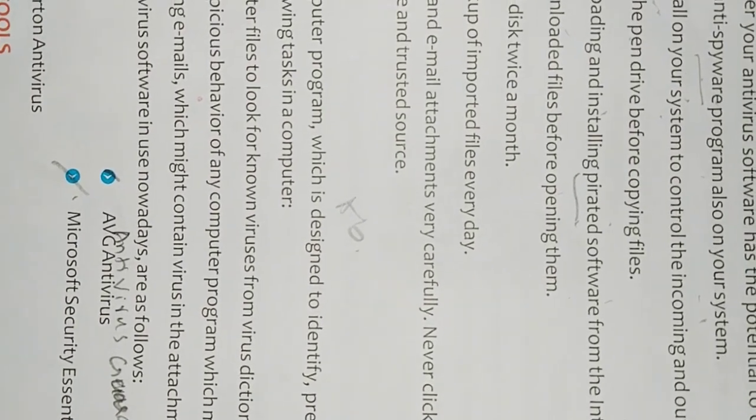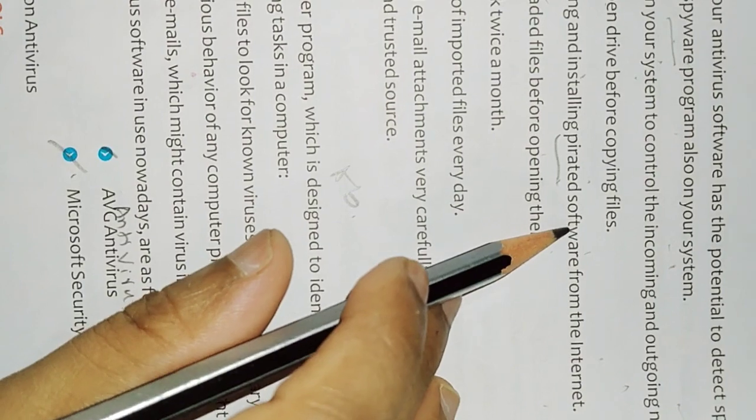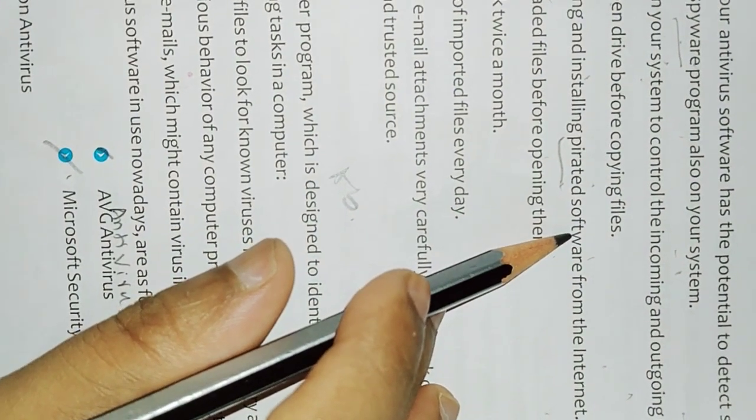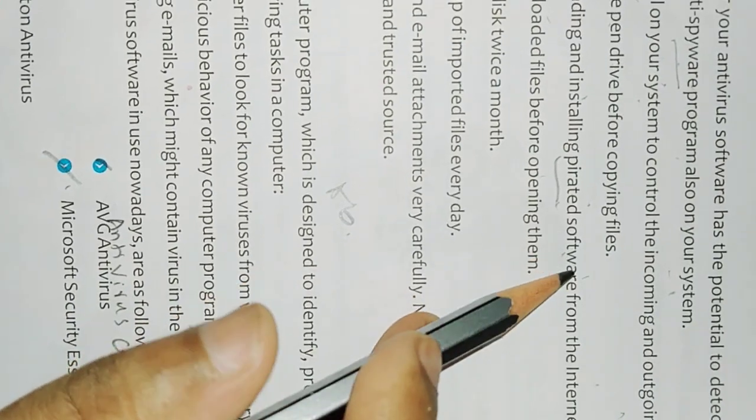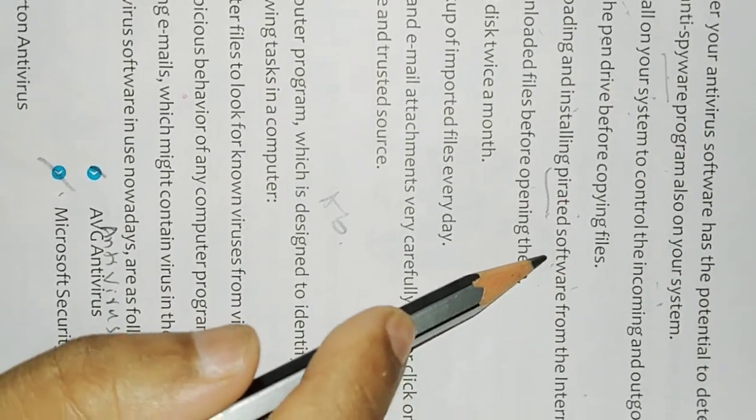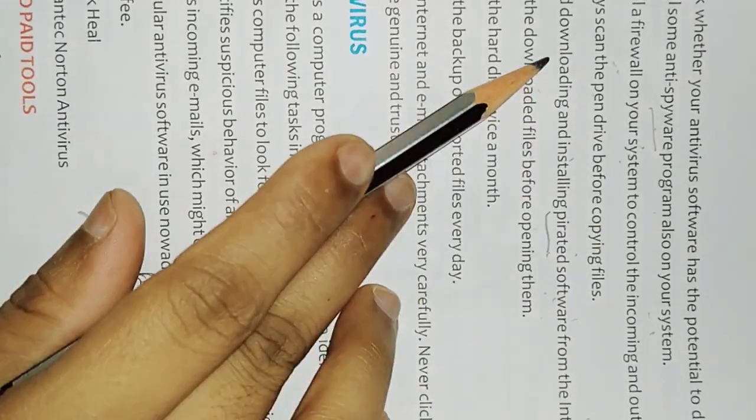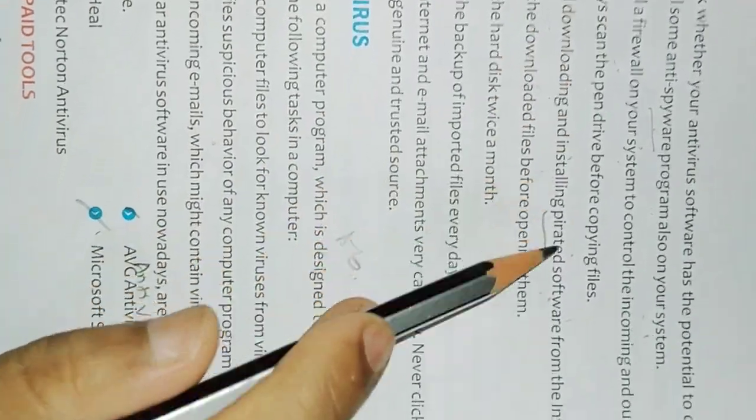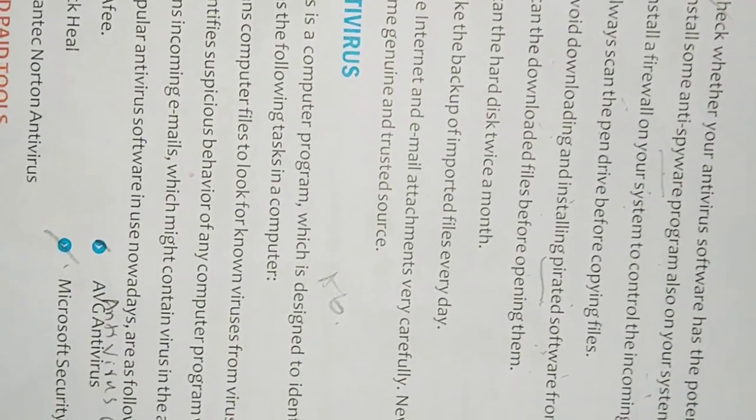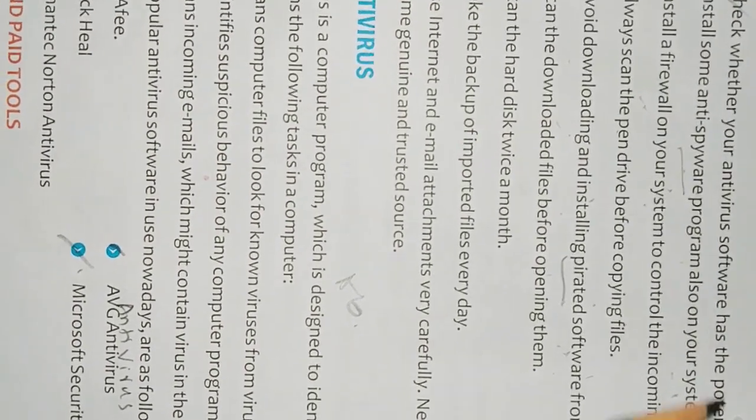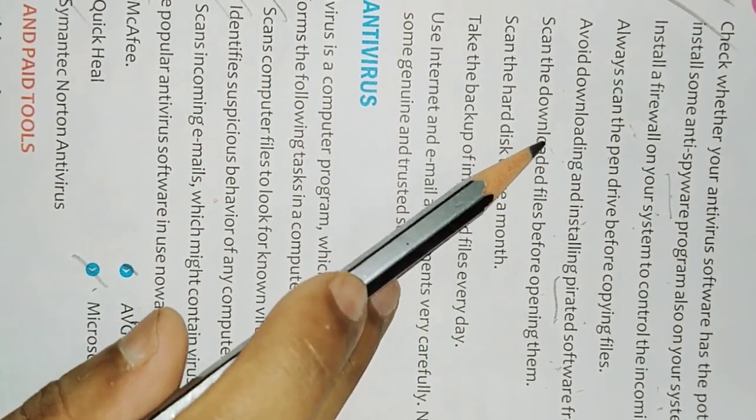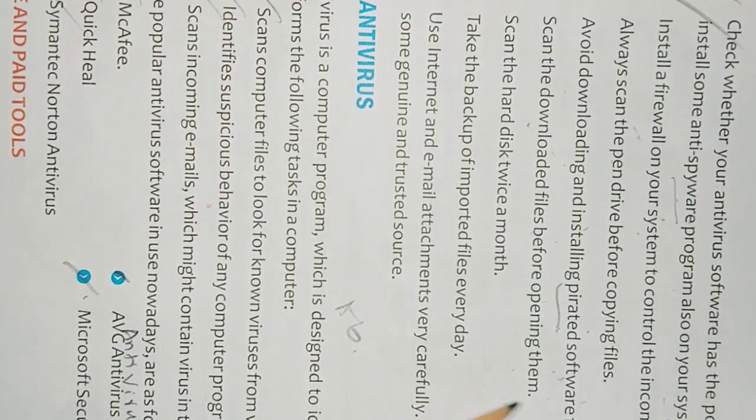Without the developer's knowledge, some person uploads the software, but that type of software will also have viruses. So you should not download pirated software. You have to buy it from the developer only. So avoid downloading and installing pirated software from the internet. You can directly download from the company's website, but not from any other source, because it may have viruses. Scan the downloaded files before opening them. So you should scan the files before opening them.